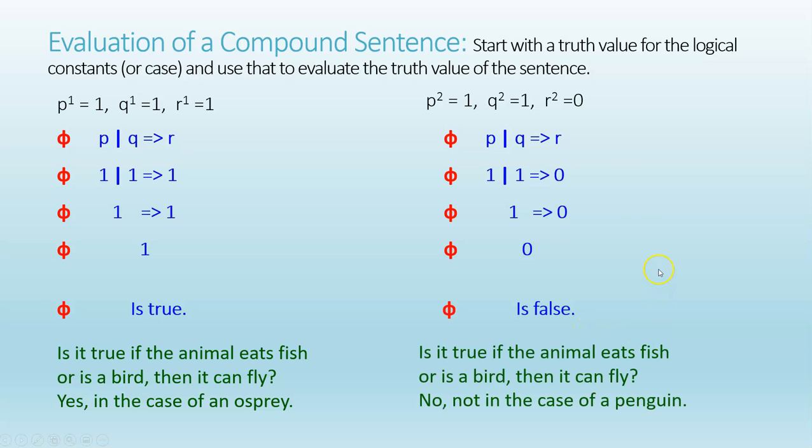Is it true that if the animal eats fish or is a bird, then it can fly? No, not in the case of a penguin. Again, we're encountering two different truth value assignments, one that makes the sentence true and one that makes it false. Students struggle with this. They'll say, well, is the sentence true or false? And the answer is it depends on the truth values. That's just another example of how we're going to have to help students understand this. So I encourage you, there are really two steps to this. First, creating the simple example world, and second, step-by-step evaluation so they can understand evaluation better.